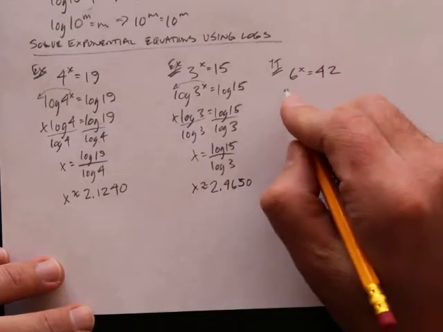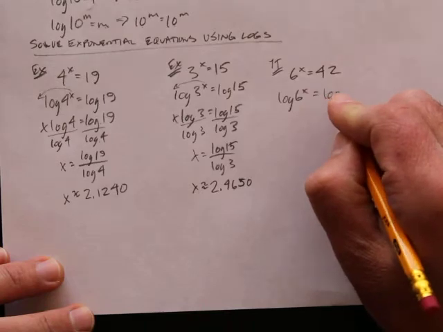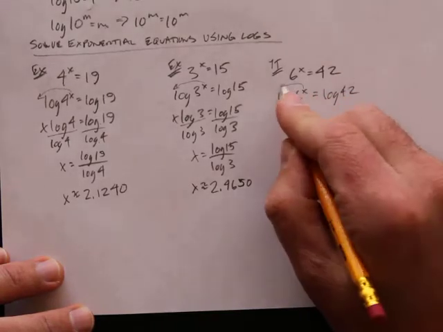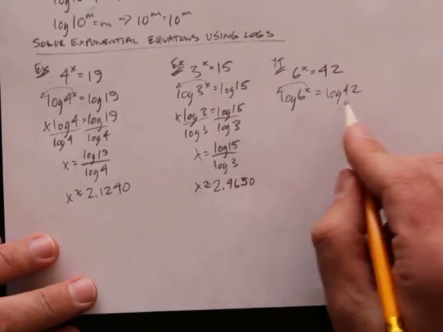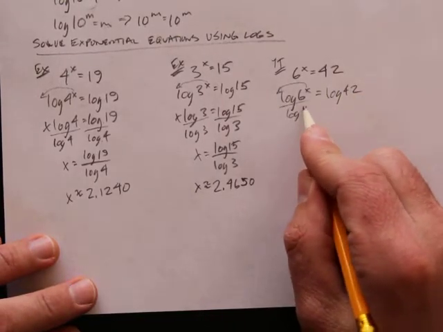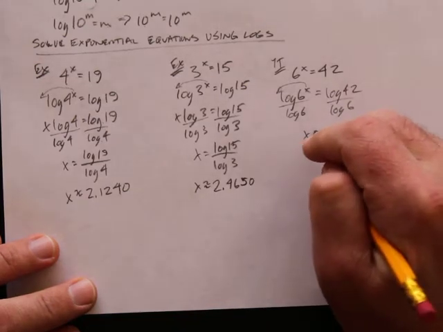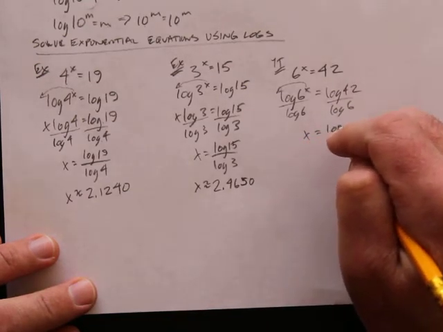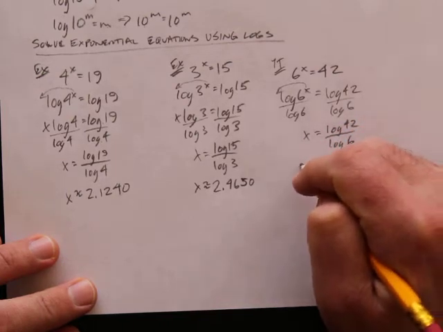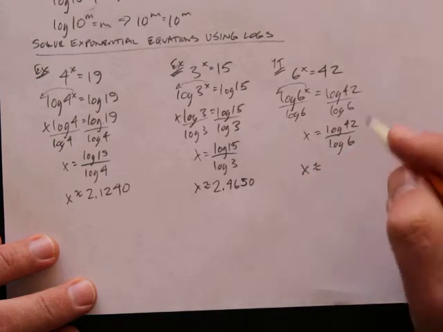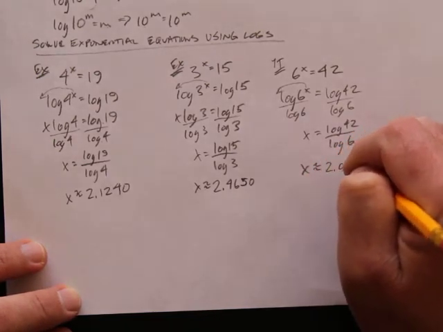Okay, let's see how you did. I'm going to take the log of both sides. 6 to the x power equals common log of 42. x goes over here. And since you're in Algebra 2, I'm going to do two steps at once. I'm going to divide by the log of 6 as well, and I end up with x equals log of 42 over the log of 6. Plug that into my calculator, and I should get 2.0860.